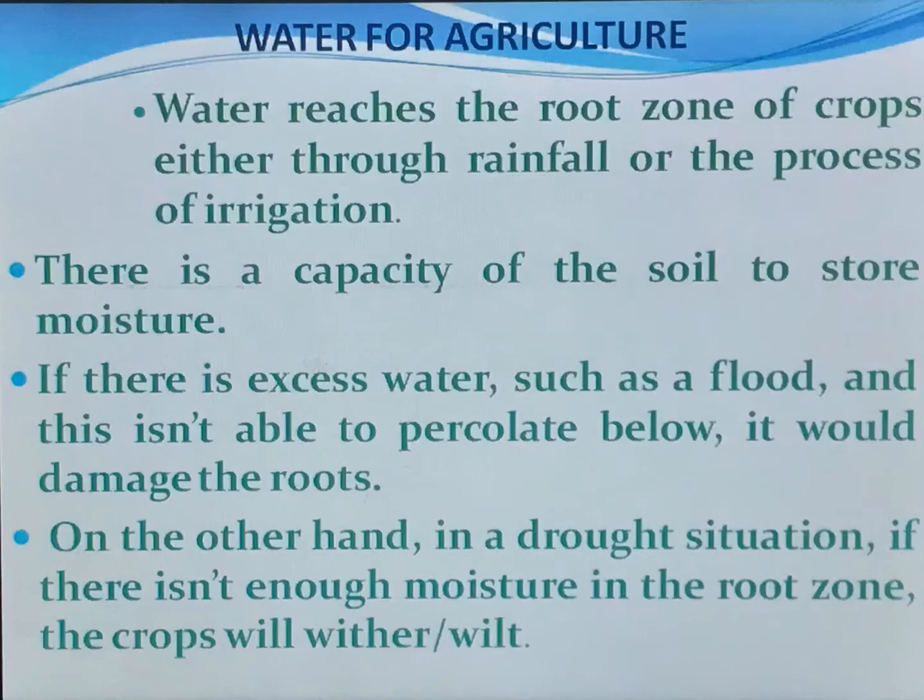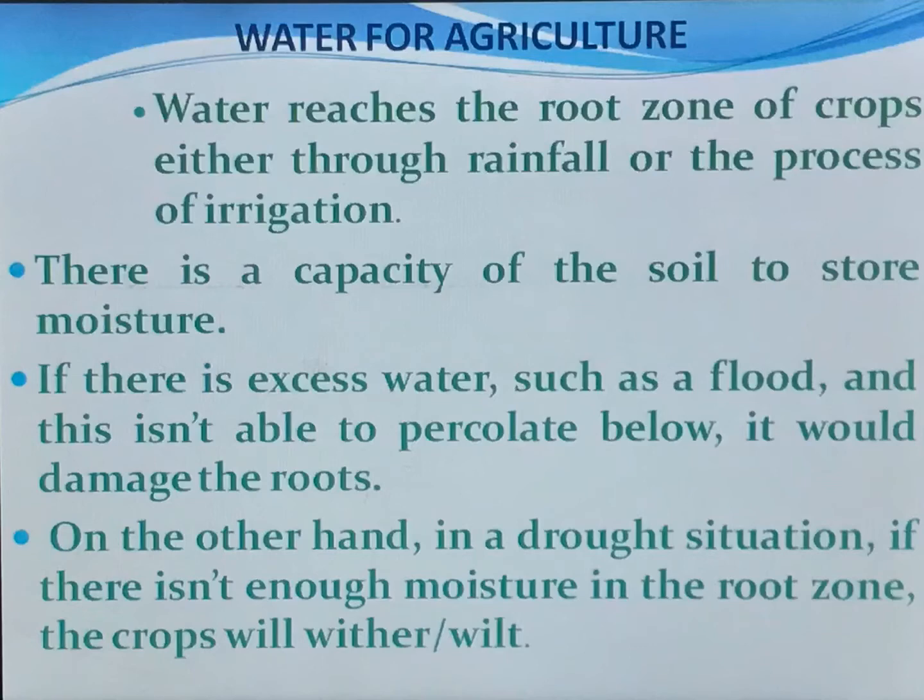So when the water is full, such as in a flood, damage to the fruits occurs. In contrast, in a drought situation, that means no water, no rainfall, and even irrigation is not available. At that time, enough moisture is not present in the root zone, so the crops get damaged and they may wilt. So this is water for agriculture.